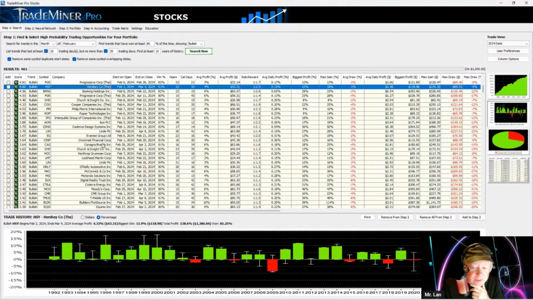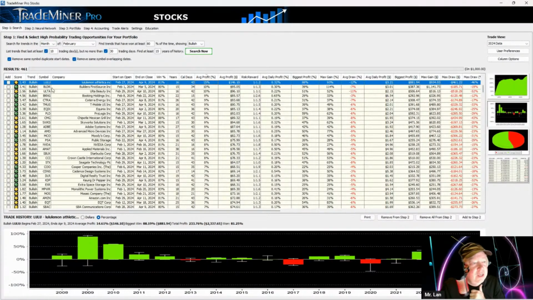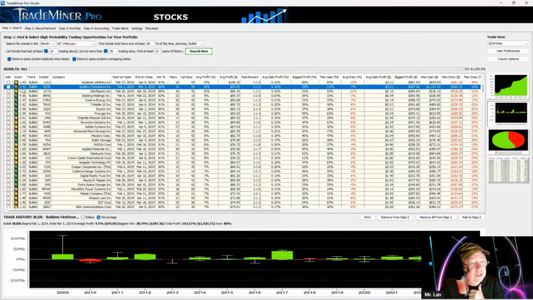This is Hershey, 4.6 score, February 2nd to March 4th. So we're in this trade right now. This one's February 2nd to March 4th, 81% of the time over the last 32 years, 32 calendar days, this thing's returned 4%. So we can also sort on the highest average percent returns. You click on the header there. The highest one is 15. It's a yellow, but look at this one's a green.